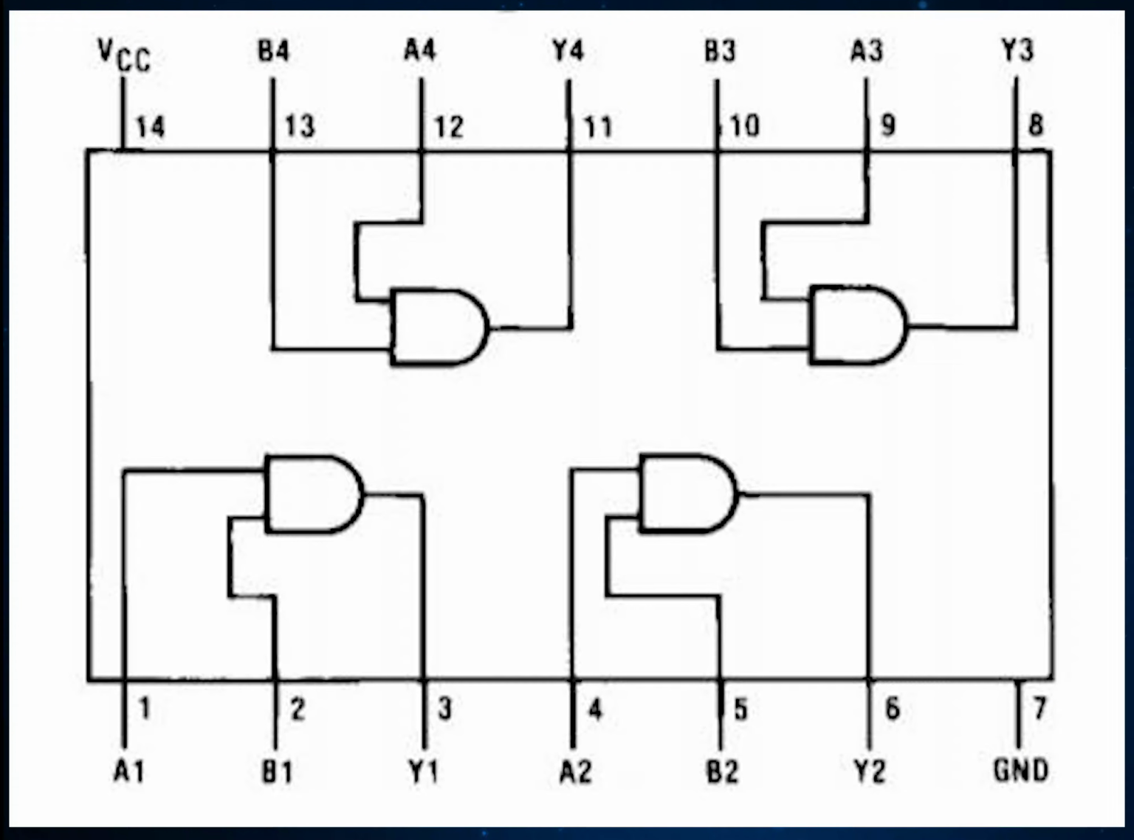So we used a 7408 IC for the 2-input AND gates. We used pins 1, 2, 4, 5, 10, 9, 13, and 12 for the inputs, and 3, 6, 8, and 11 for the outputs. We connected pin 7 to the ground and pin 14 to the VCC.